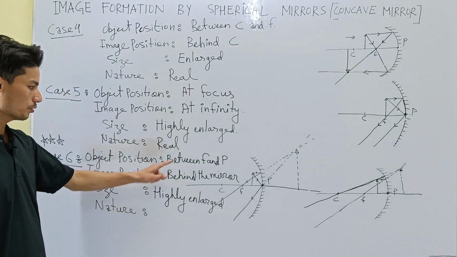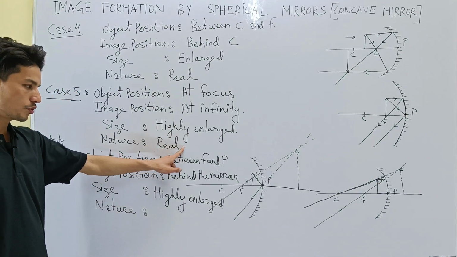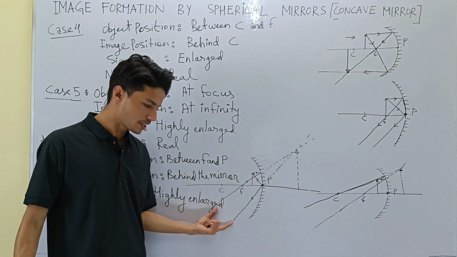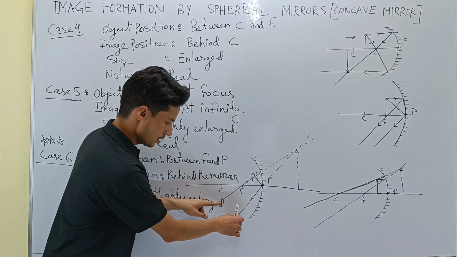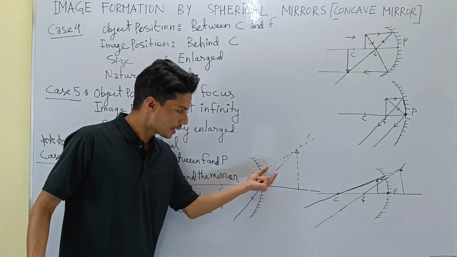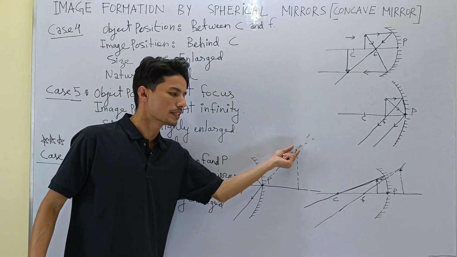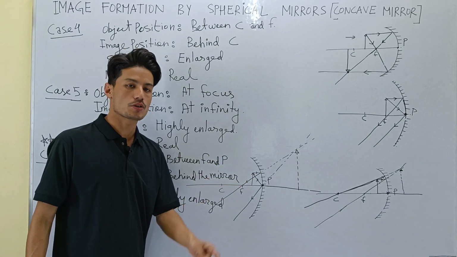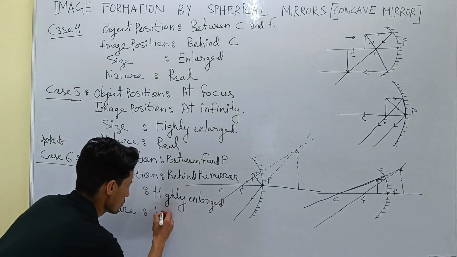And nature. Nature will not be real anymore, class. Nature will be virtual. This is virtual because see here, the rays are not meeting here. The two reflected rays, they are not meeting anywhere here. So we have to project them backwards and we assume that they meet here. So this is a case of a virtual image. So nature: virtual.